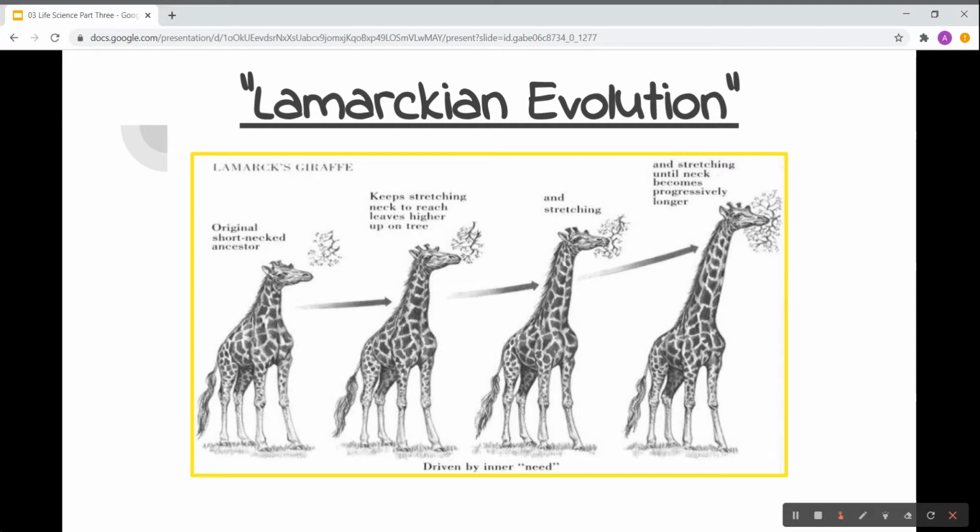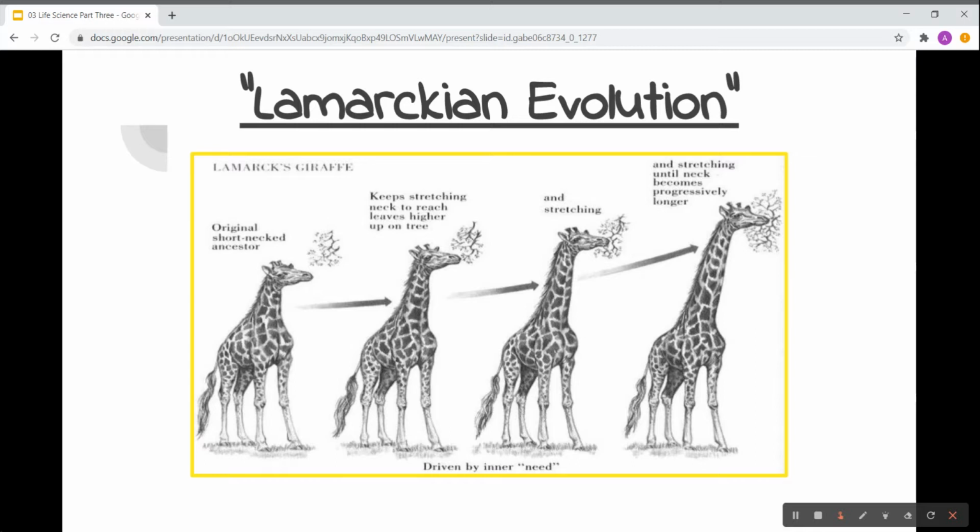There's something called Lamarckian evolution. Remember that guy who came up with the inherited characteristics or the acquired characteristics? So this is the giraffe. So originally it's a short neck. He just keeps stretching and stretching until he can reach the taller branches. So it's driven by the fact that he needed to get longer.